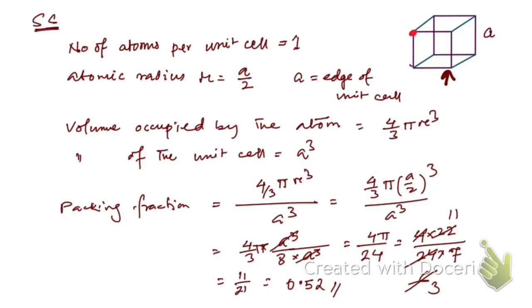Now let us find the packing fraction for body centered cubic structure, BCC. In that case, the number of atoms will be changed here. Here the radius will also change, so volume occupied by atom will also change. So now let me clean these things. So hope you have taken the screenshot.